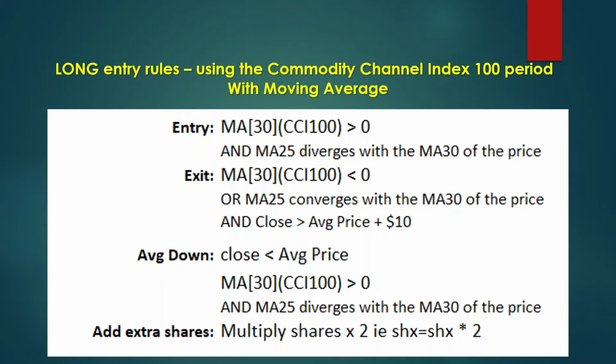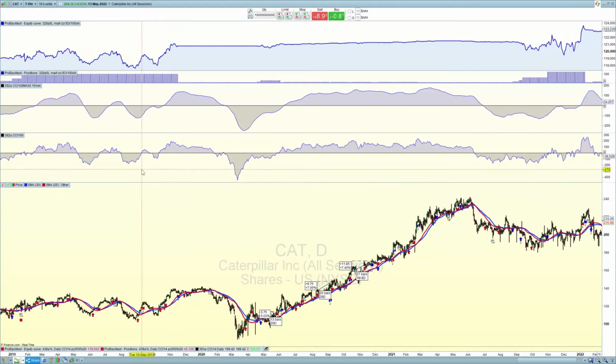Next, we look at the logic for the moving average 30 of the CCI 100 and the moving average 25 and 30 of the share price divergence and convergence. First, I want to explain the CCI 100 with the moving average 30 applied to it. So this is the final result we got. You can see this is a CCI 100 with a moving average 30 applied.